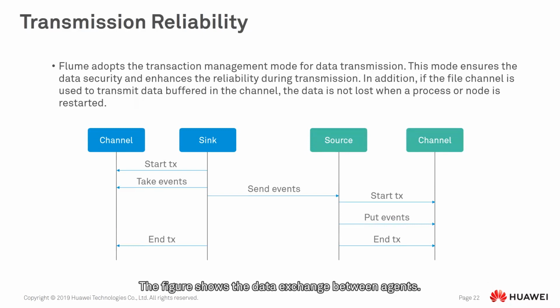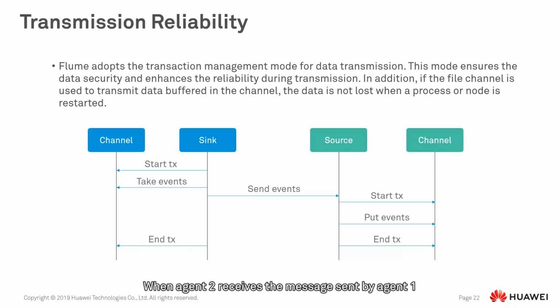The figure shows the data exchange between agents. When data flows from one agent to another agent, the two transactions take effect. Let's regard this part as agent 1 and this part as agent 2. So, the sink of agent 1 needs to obtain a message from a channel and send the message to agent 2. If agent 2 receives and successfully processes the message, agent 1 will submit a transaction. This indicates a successful and reliable data transmission.